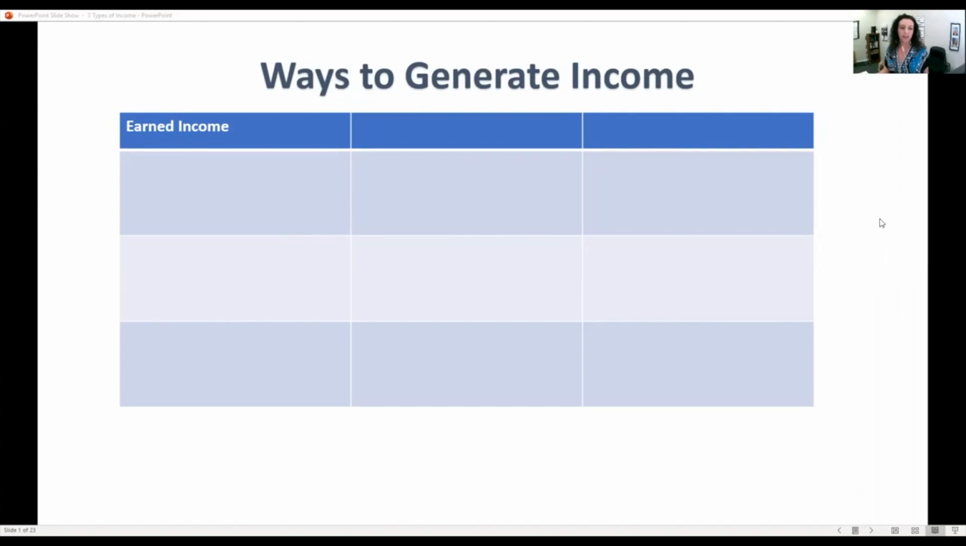So we all know there's different ways to generate income. Earned income is the first way. Number two is leveraged income. And number three is residual income. I've heard these terms before.